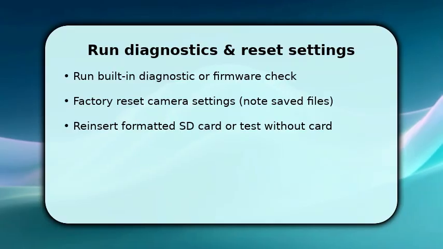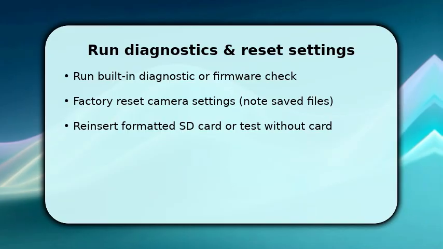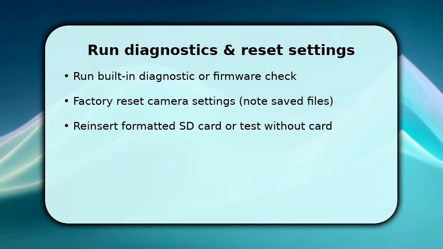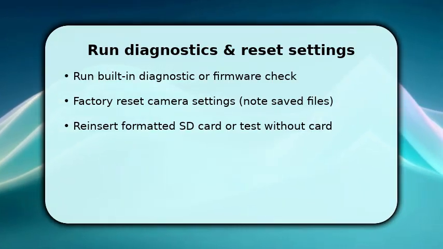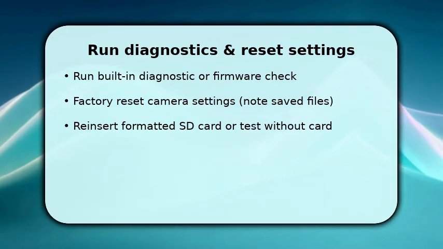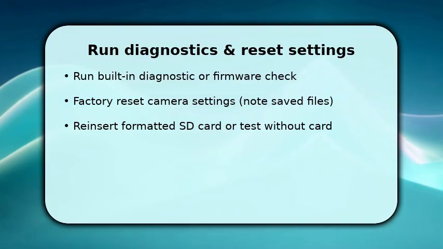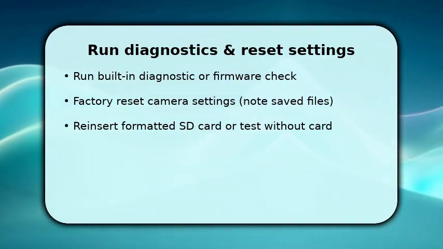This reveals firmware mismatches or component faults. If diagnostics show settings corruption, perform a factory reset. Backup photos first because resets erase user data. Once reset, format a spare SD card using the camera's format option, or test the camera without any card to see if the error persists. These steps refresh firmware state and file system structures. They often clear errors caused by corrupted settings or incompatible cards.